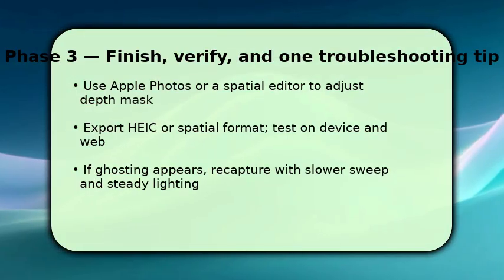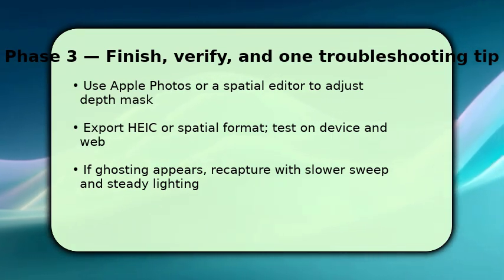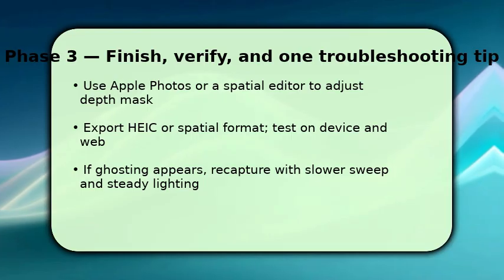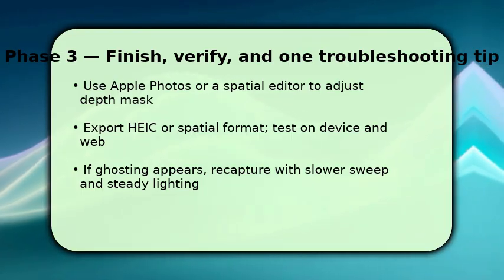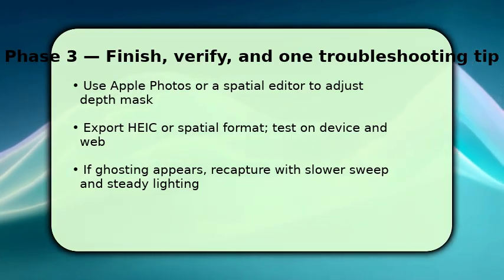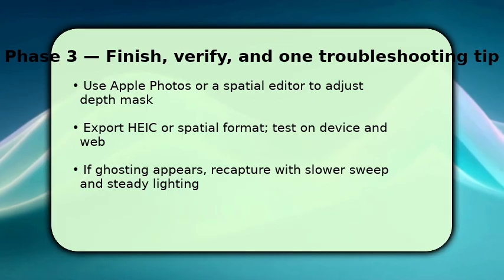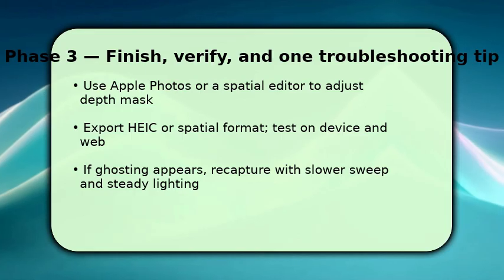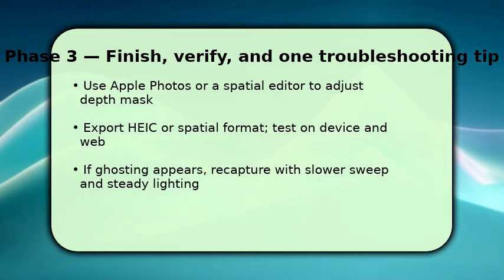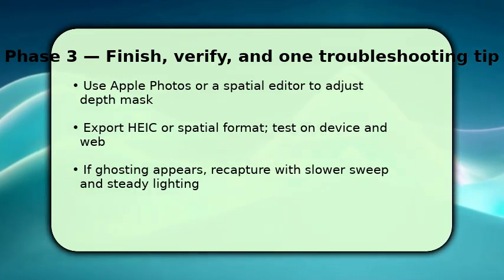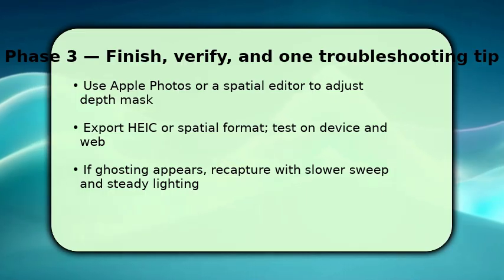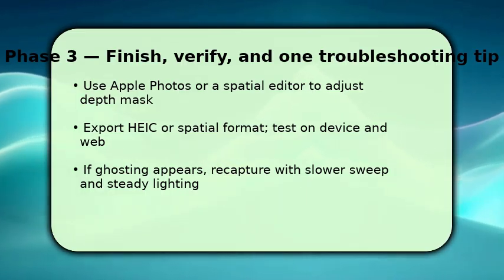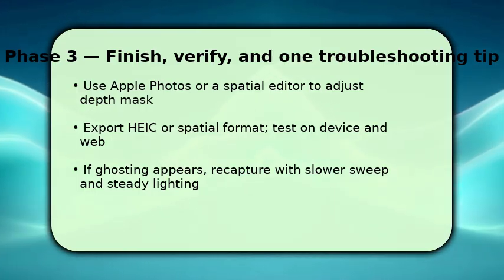You finish by refining and exporting the spatial photo. Open the capture in Apple Photos or a dedicated spatial editor to tweak the depth mask, smooth edges, and adjust parallax intensity. These edits change how depth feels. Export as HEIC or the app's spatial format, then preview on device and in apps that support spatial images. If you see ghosting or jitter, recapture with a slower sweep, steadier lighting, and a fixed distance. That troubleshooting step fixes most depth artifacts quickly.